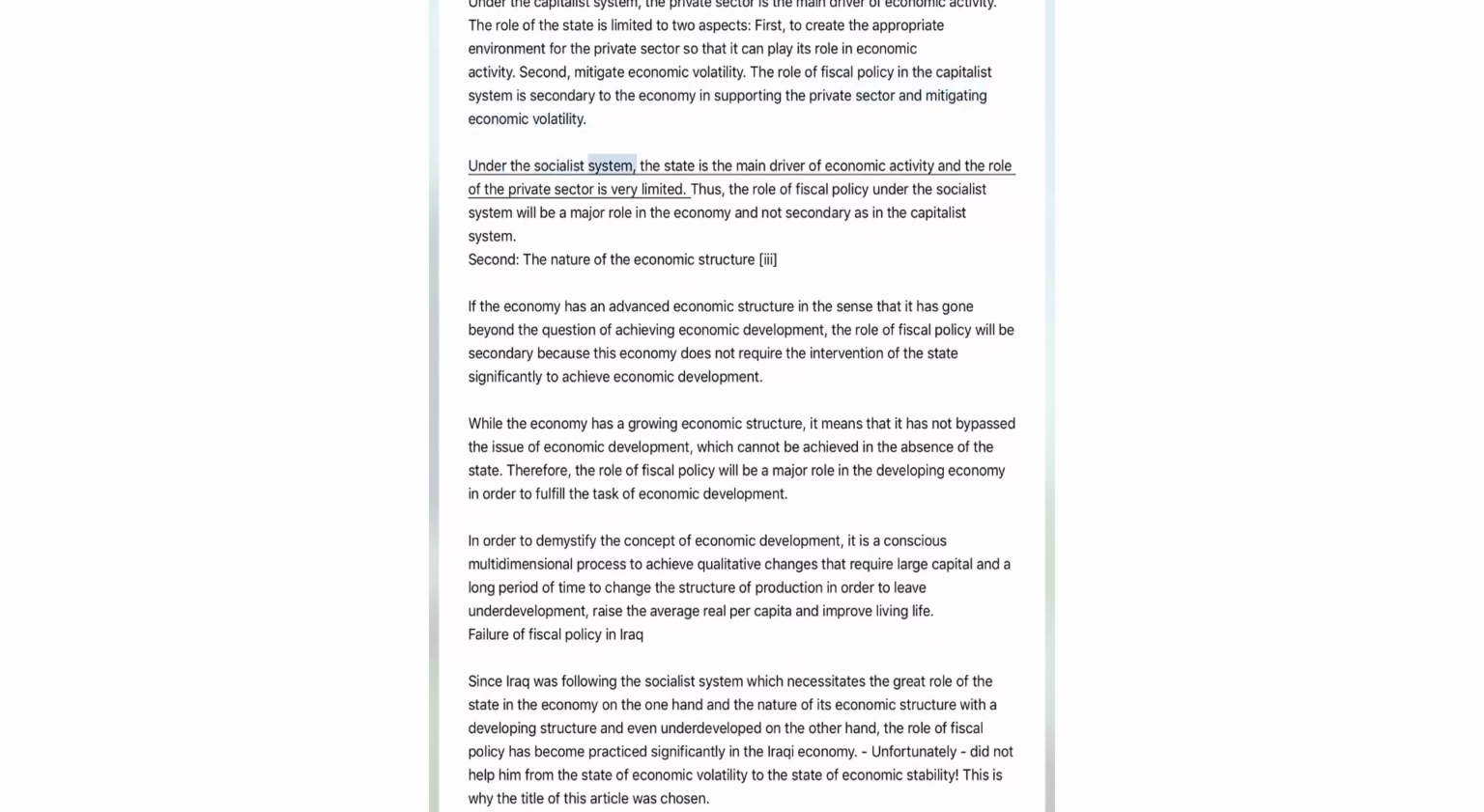Under the socialist system, the state is the main driver of economic activity and the role of the private sector is very limited. Thus, the role of fiscal policy under the socialist system will be a major role in the economy and not secondary as in the capitalist system.